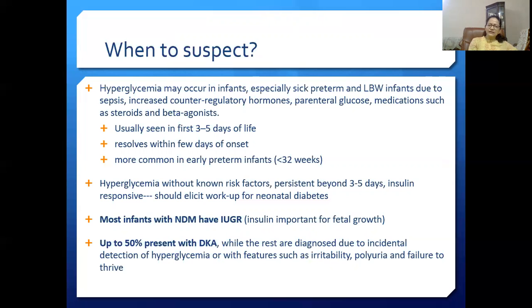So when you see hyperglycemia without these known risk factors, or even in the presence of these risk factors, if it is persistent beyond 3 to 5 days and it is insulin responsive, so you should think of working up for neonatal diabetes. Another clue is that most infants with neonatal diabetes have IUGR because insulin is important for fetal growth. Up to 50% of affected infants actually present with diabetic ketoacidosis, while the rest are diagnosed due to incidental detection of hyperglycemia or with features such as irritability, polyuria, and failure to thrive.